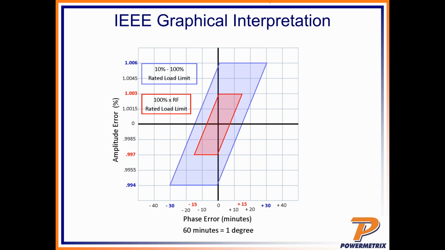So now let's get into the fun part. Everyone, when they do a test on the PowerMaster, if you look at your graphs, you'll see what we call the IEEE parallelogram. So this is just another way of showing phase error and amplitude error of a CT. Okay, so there's basically two different parallelograms here.